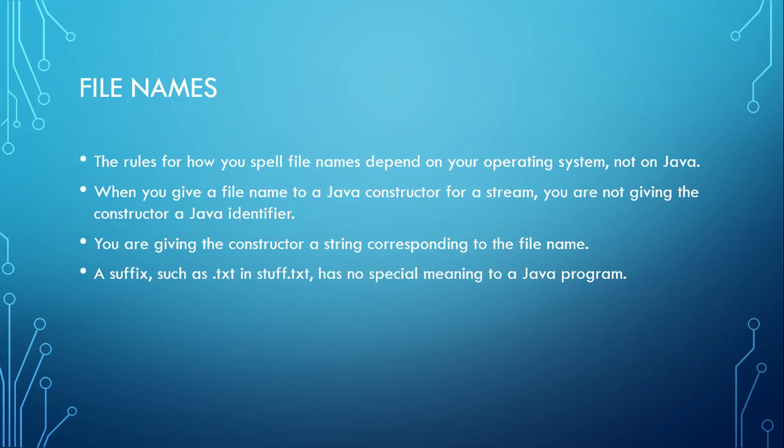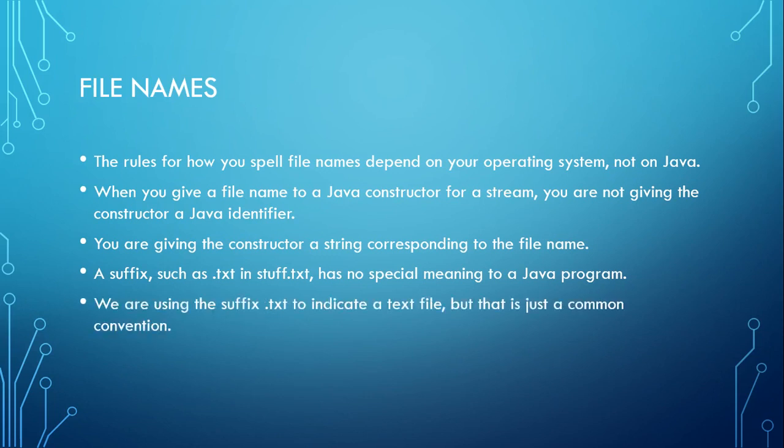A suffix such as txt has no special meaning to Java. Java couldn't care less if it's a txt or RTF file or some other type of file. It just knows, hey, there's a file there that matches the name that you've given me, or there isn't a file there that matches the name that you've given me. That's all Java really cares about. Now, you're using the suffix txt to indicate a text file, but that's just common convention. There are other ways of doing things, but we're going to stick to text files because they're simple, they're easy to use, and it's not going to require us to handle a lot of complexities.